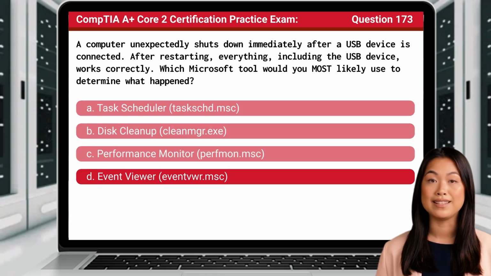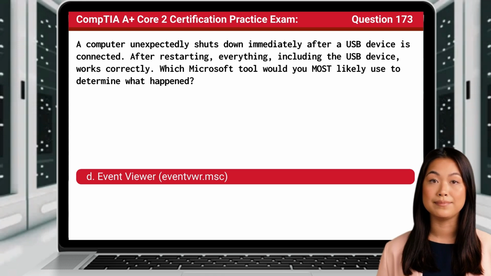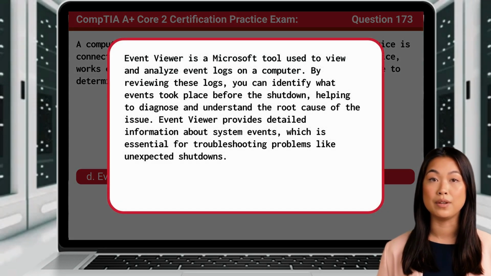The answer is D. Event Viewer. Event Viewer is a Microsoft tool used to view and analyze event logs on a computer. By reviewing these logs, you can identify what events took place before the shutdown, helping to diagnose and understand the root cause of the issue. Event Viewer provides detailed information about system events, which is essential for troubleshooting problems like unexpected shutdowns.